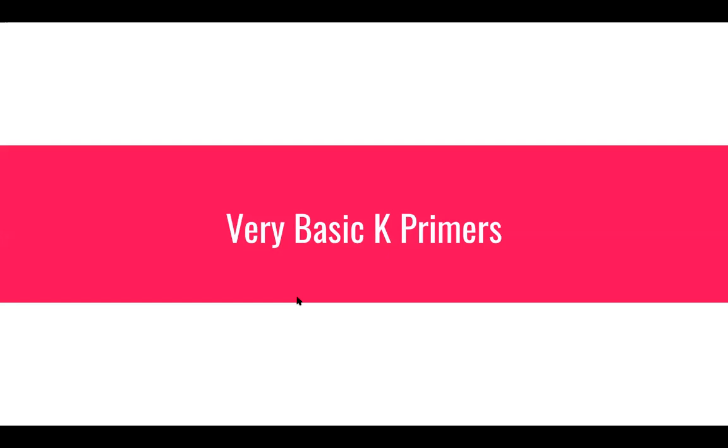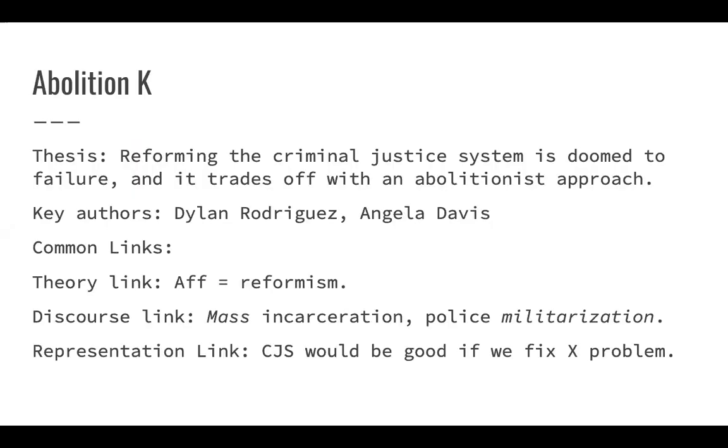Okay, and then we're going to finish this up with some basic K primers on some important Ks that you'll either see in this district or that are just the core Ks of high school debate. So the abolition K for this year, the thesis is generally that reforming the criminal justice system is an approach doomed to failure and that it trades off with abolitionism. Some key authors would be Dylan Rodriguez and Angela Davis, both really good if you want to start reading abolition. Some common links: we could get a theory link where you argue that the AFF's theory is reformism.